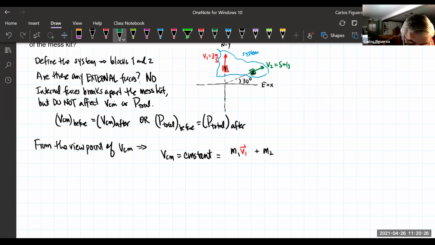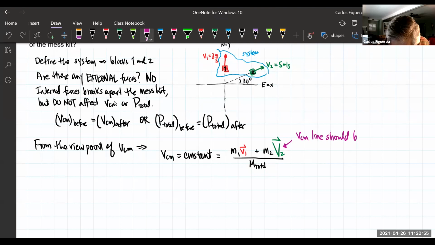This is V1, which is moving at 3 meters a second. This is V2, that has a higher velocity. And then, of course, I have my total mass, which is M1 plus M2. So what we're seeing here is that this V center of mass line should be closer to V2 than V1.